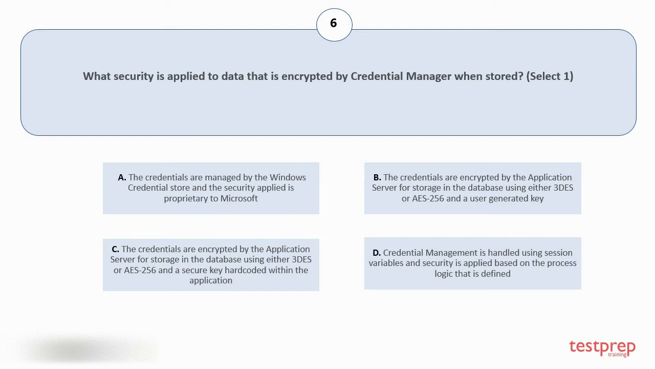C. The credentials are encrypted by the application server for storage in the database using either 3-DES or AES-256 and a secure key hard-coded within the application. D. Credential management is held using session variables, and security is applied based on the process logic that is defined. The correct answer is option B.